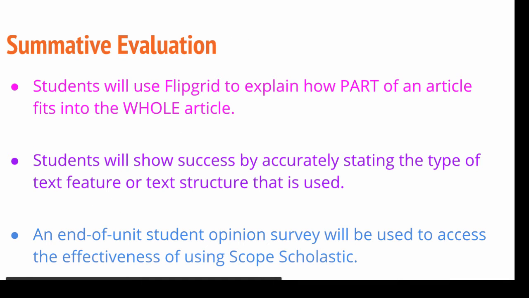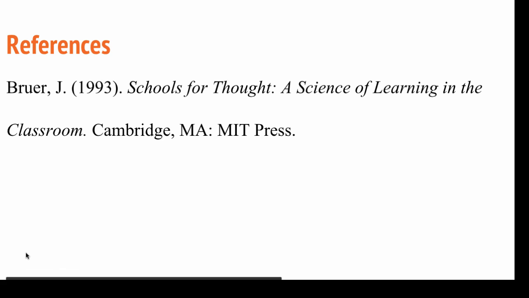For the summative evaluation, students will use Flipgrid to explain how part of an article fits into the whole article. Students will show success by accurately stating the type of text feature or text structure that is used. And at the end of the unit, student opinion surveys will be given out for students to assess the effectiveness of using Scope Scholastic. And these are the references we used to complete our unit.